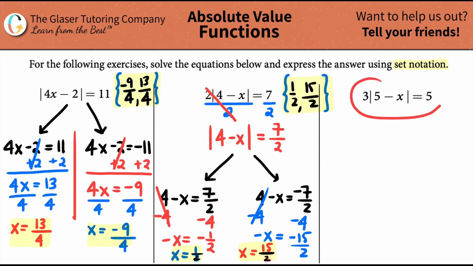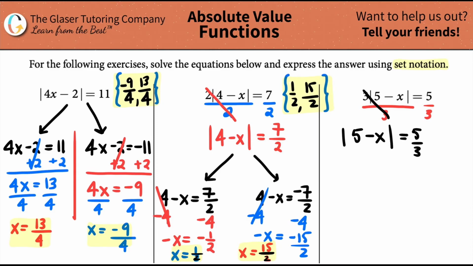Last one. Okay, 3 times the absolute value of 5 minus x equals 5. I try to get x by itself. And this time I can progress a little further because I have a 3 times the absolute value. So I'll first get rid of that 3 by dividing by 3, right? So I have the absolute value of 5 minus x equals 5 over 3. But now the x is trapped in between the absolute value lines. I can't do anything. I can't progress any further.